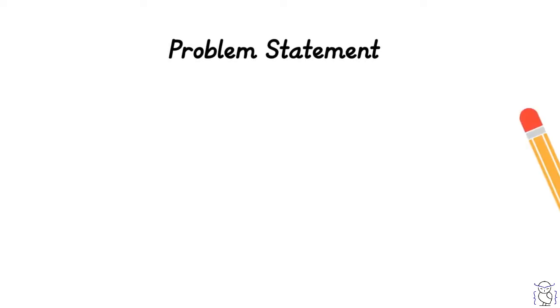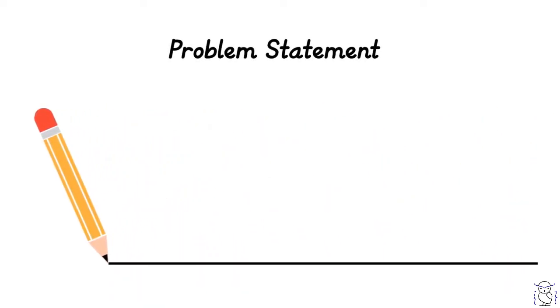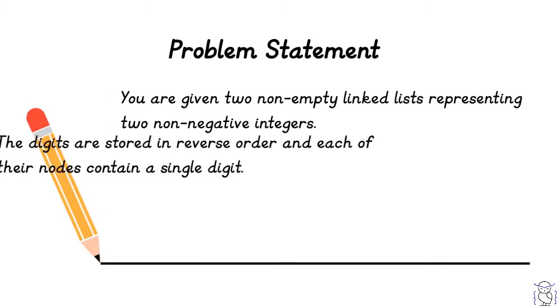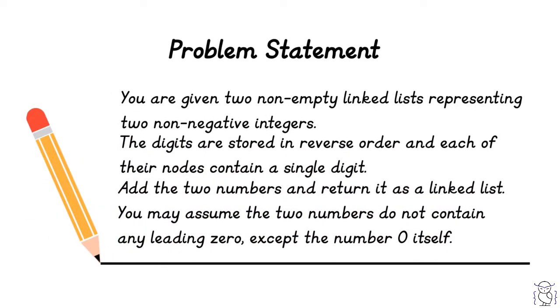Our problem statement is, we are given two non-empty linked lists representing two non-negative integers. The digits are stored in reverse order and each of their nodes contains a single digit. Add the two numbers and return it as a linked list. We may assume that the two numbers do not contain any leading zero except the number 0 itself.